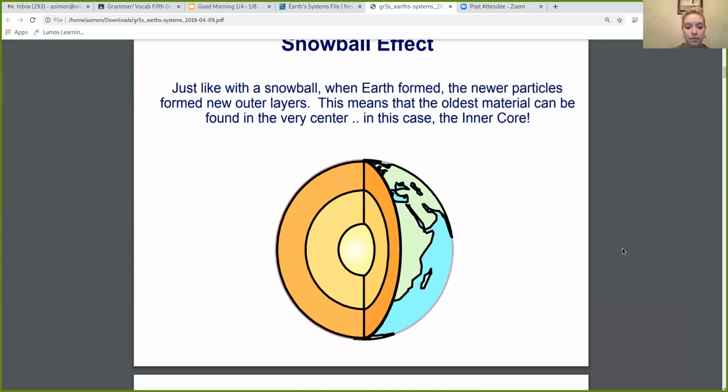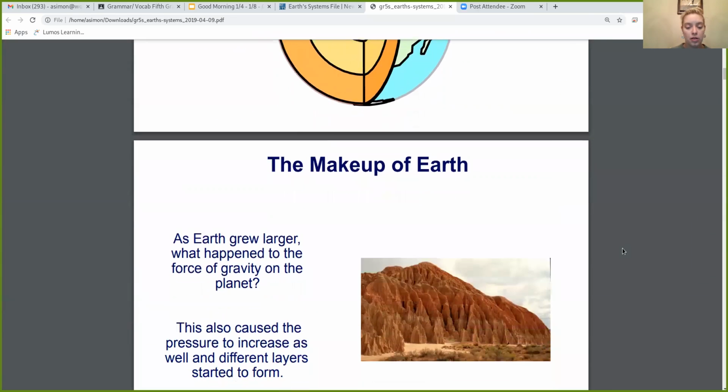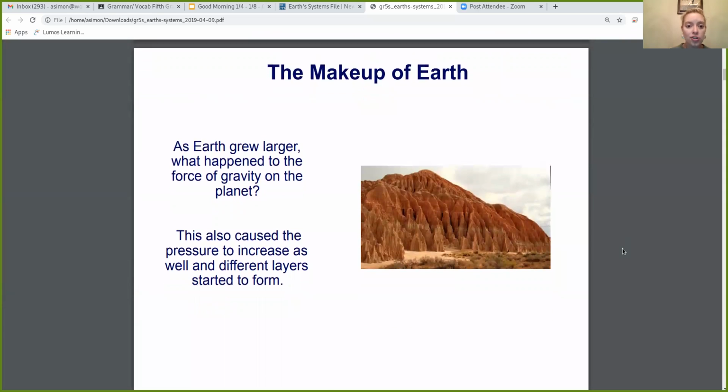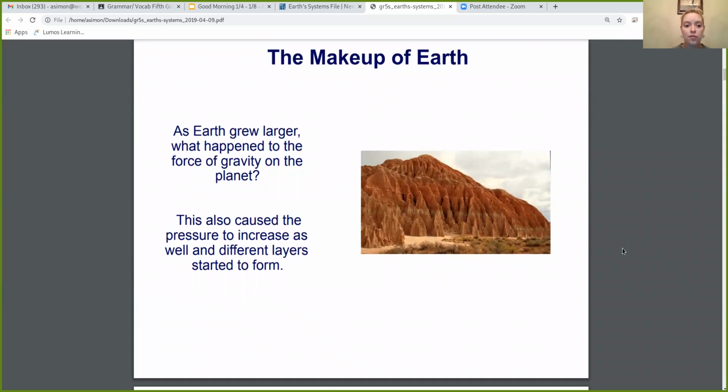Moving on. So the makeup of Earth. As Earth grew larger, what happened to the force of gravity on the planet? This also caused the pressure to increase, and different layers started to form. The pressure of Earth getting bigger is why we have these different layers.